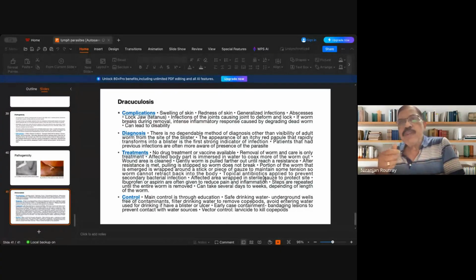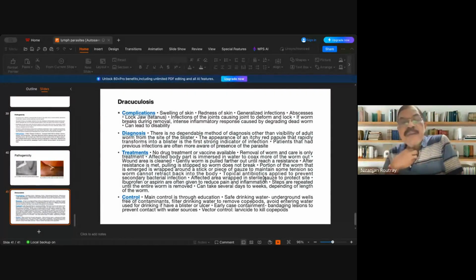So jete loose ହେଇଯିବ ତାକୁ pulling କରିବ, ତାକୁ matchstick ରେ ଗୁଡେଇ ଗୁଡେଇ ଆଣିବ, ଯେତେବେଳେ ଟିକେ resist ହବ tight ଲାଗିବ ଛାଡିଦବ. After resistance is met, pulling is stopped, so worm does not break. So don't allow the breaking of the worm. କାରଣ ବ୍ରେକିଂଟା ଯଦି ଭିତରେ ରହିଗଲା ତାହେଲେ ସରିଲା. And if it is possible ତାକୁ ପୁଣି surgically remove କରିବାକୁ ହବ.